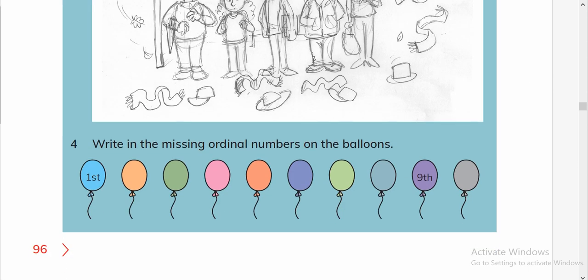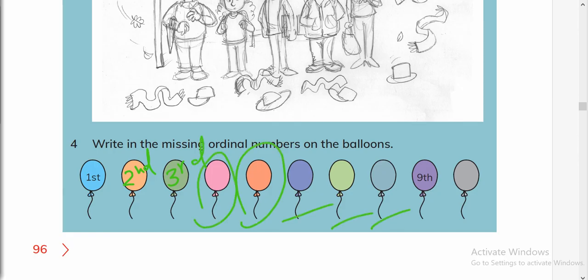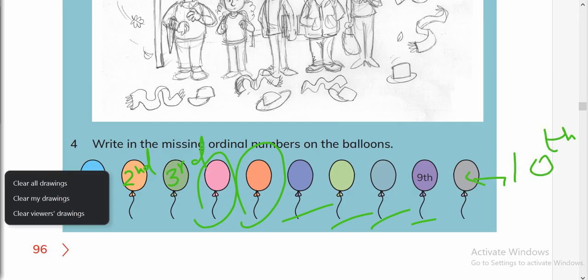Okay, write in the missing ordinal numbers on the balloons. It is really very easy. If your child has done all the ordinal numbers in the chapter, then it is not a problem. Second balloon. This is third balloon. Fourth, fifth, sixth, seventh, eighth, ninth, and then the last one is the 10th balloon.